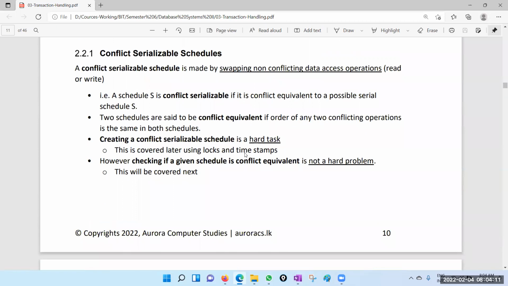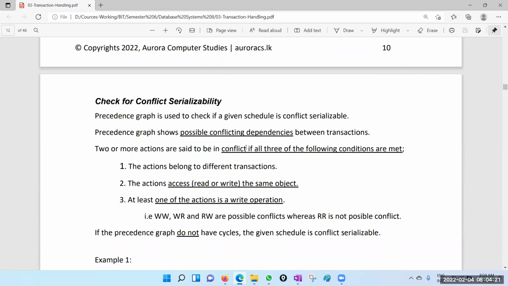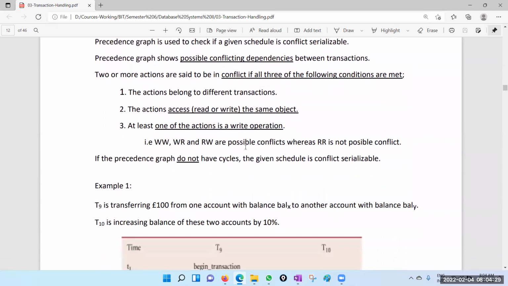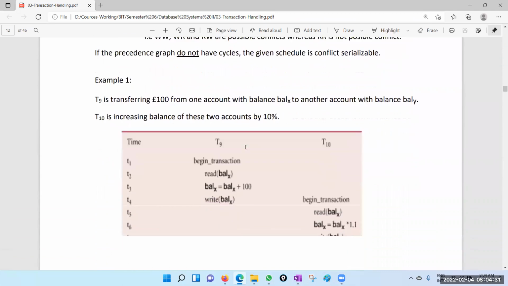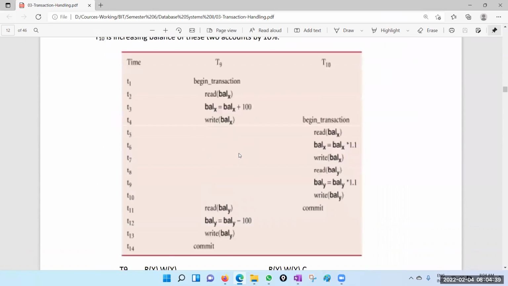Okay, we discussed how to create serial schedules. If there are 3 transactions, there are factorial 3 possible serial schedules. Then we discussed what is meant by a conflict serializable schedule. If a schedule is conflict equivalent to one of the serial schedules, we say it is a conflict serializable schedule. Okay. So then we checked how to check whether a given schedule is conflict serializable.